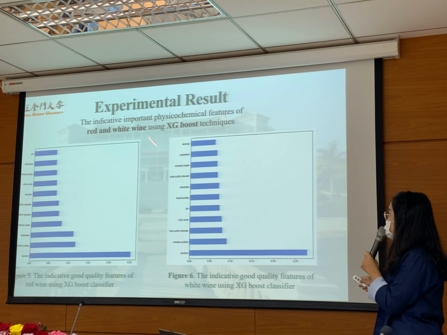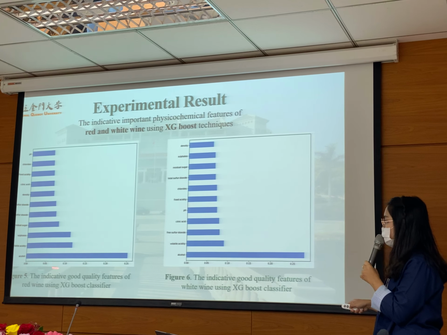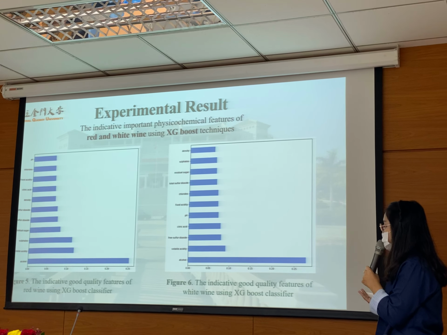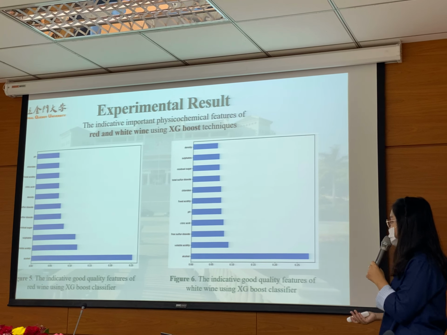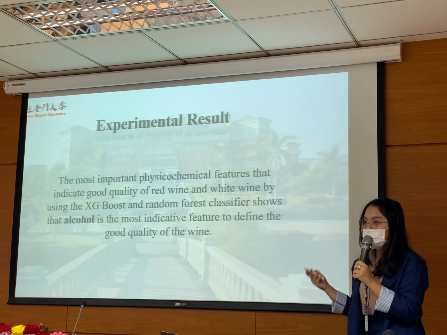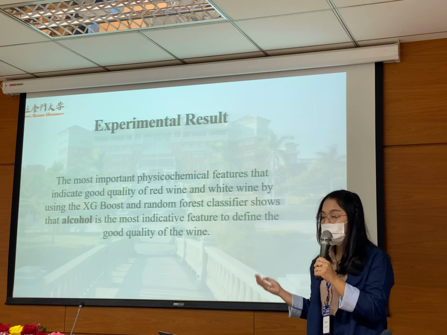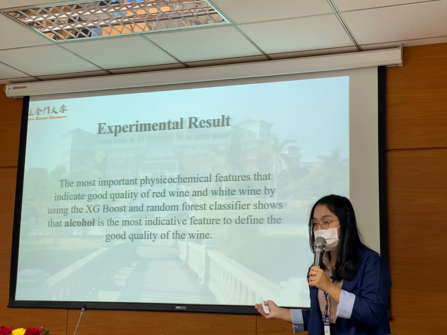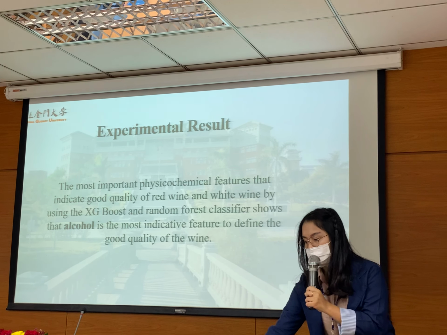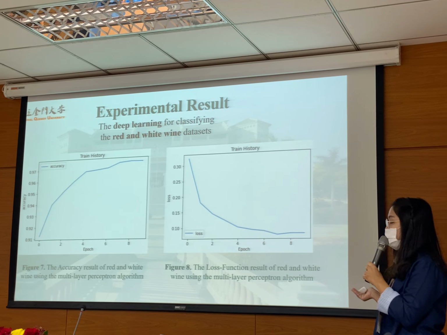And then the next one, how about the XGBoost? Using the XGBoost, we can see here really drastically that alcohol has the highest influence on the indicative good quality features of white and red wine. So the experimental result from the graph before, for the feature importance from XGBoost and random forest, shows that alcohol is the most indicative feature to define the good quality of the wine. The next one is the experimental result of deep learning, or we can say the multi-layer perceptron.